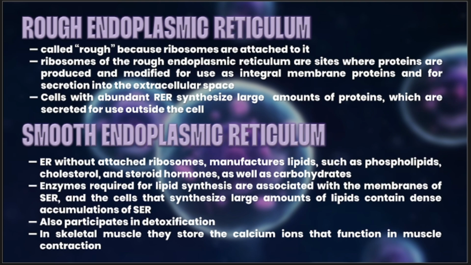Your smooth endoplasmic reticulum, on the other hand, has the following functions. The SER manufactures lipids, which include your phospholipids, your cholesterol, your steroid hormones, as well as your carbohydrates. And the enzymes required for these processes are embedded in your smooth endoplasmic reticulum membrane. So it's used for lipid and carbohydrate synthesis. Aside from that, your SER is involved in detoxifying harmful substances such as drugs and metabolic waste products. So it participates in detoxification.